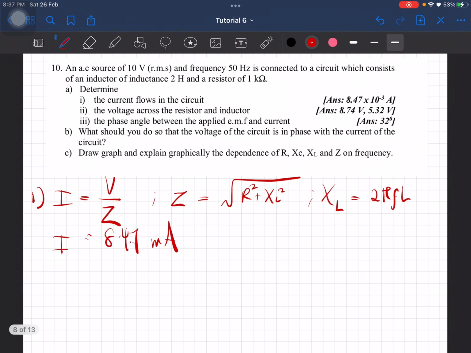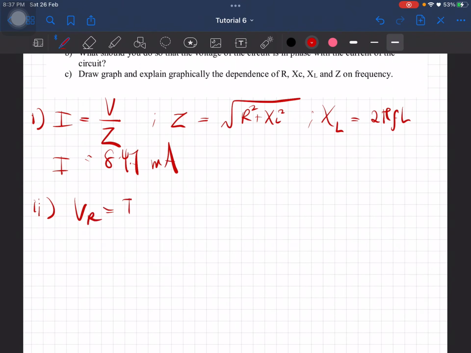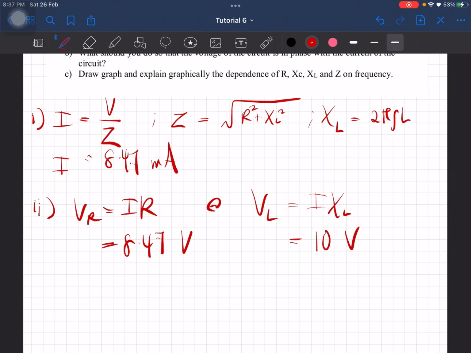Okay, and then the voltage across the resistor and inductor is basically just VR equal to IR and VL equal to I XL. Okay, so the current is the same because they are connected in series. So this is going to be 8.47 volt and this one is going to be 10 volt.